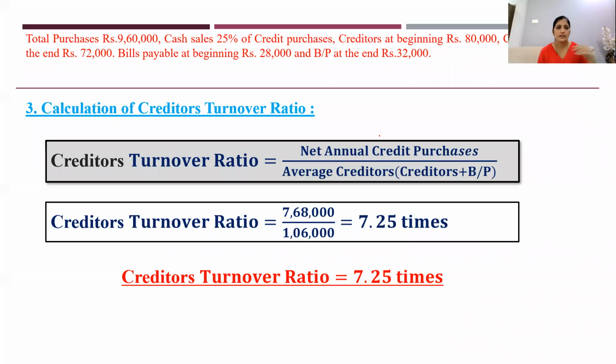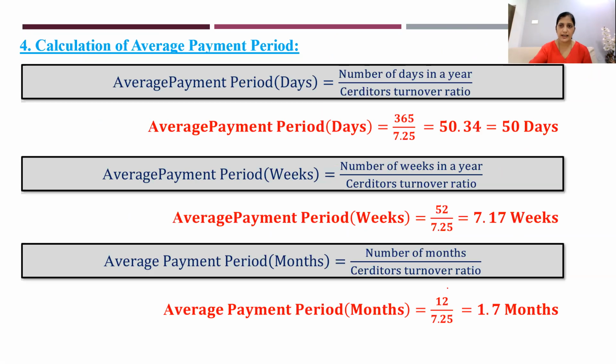Thirdly, we'll calculate the creditors turnover ratio finally. We know this formula. Creditors turnover ratio is equal to net annual credit purchases divided by average creditors, that is creditors plus bills payable. So creditors turnover ratio is equal to 7,68,000 divided by 1,06,000. This I have got from my previous calculations. So we will get 7.25 times. What is this? This is the creditors turnover ratio. Clear? Have you taken it down?